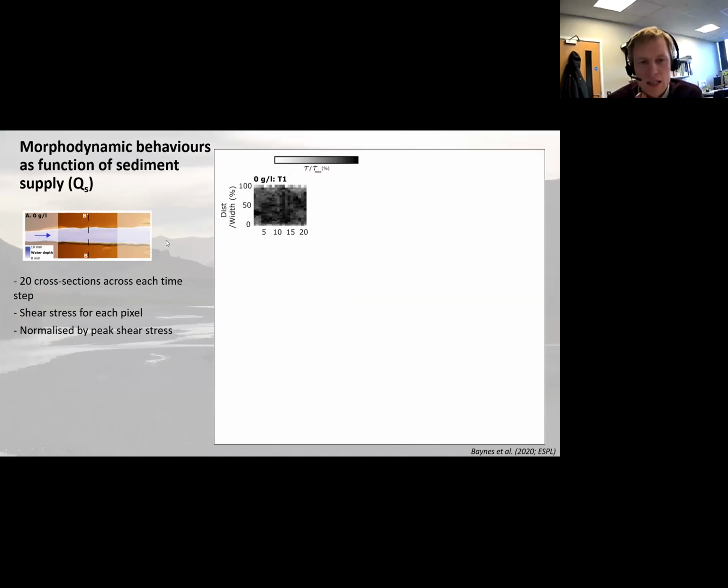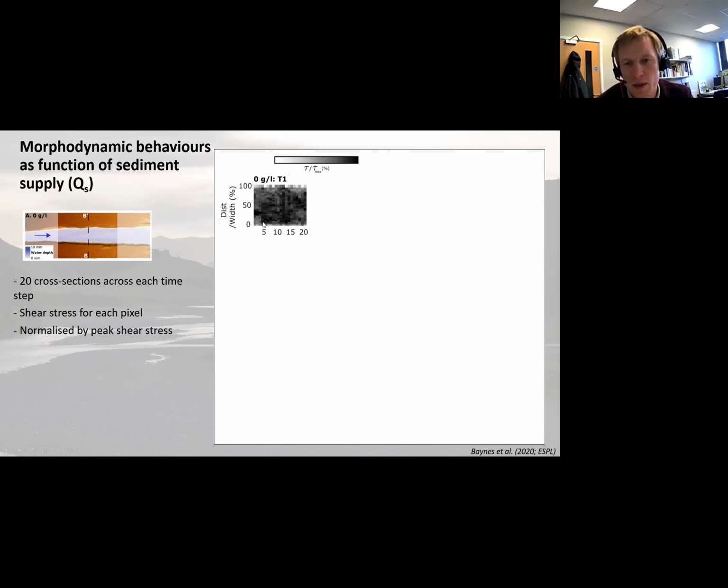So this is a map of the normalized shear stress for one of the experiments where we have no input sediment flux. So we have 20 cross sections. Sorry, the x-axis is at the bottom of the page. It will be revealed shortly. We have 20 cross sections extracted from this study reach.